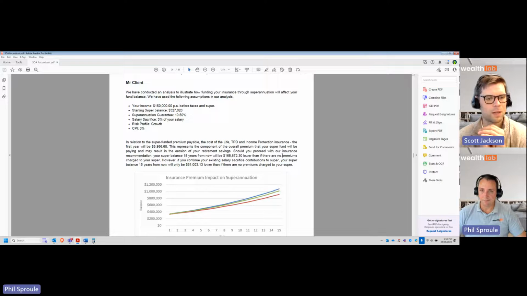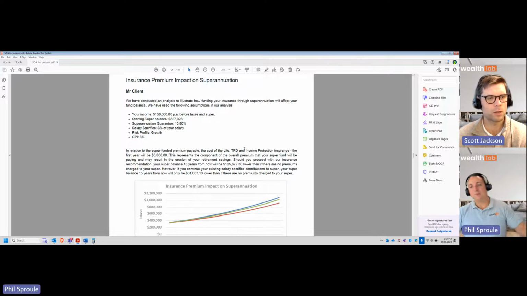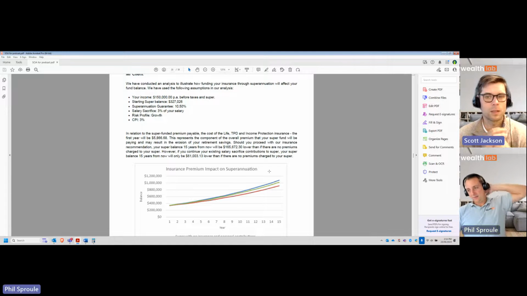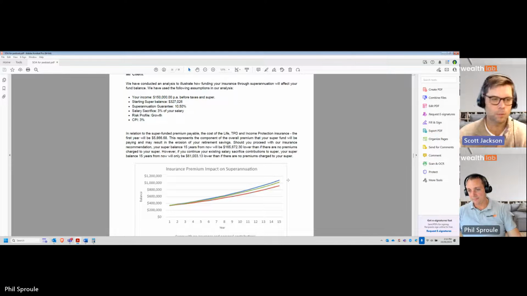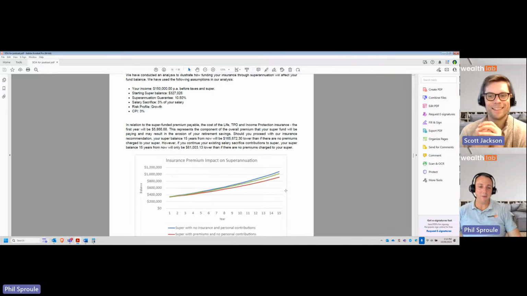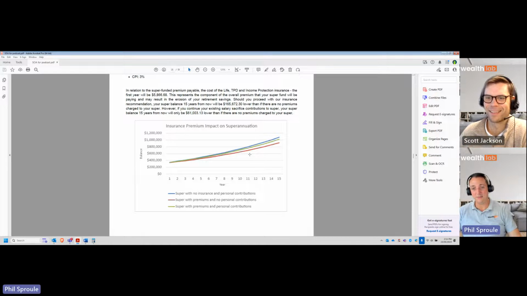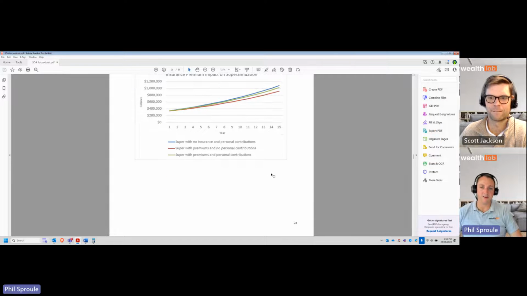So let's keep going. What we have here is your insurances. So there will be an impact. If you pay insurances, there obviously will be an impact because you've got to pay for it. It's not free. Yep, exactly right. So generally we'll give you an analysis of what it looks like if you've got no insurance, what it looks like if you've got insurance, and what it looks like if you've got insurance but you're also making contributions to pay for it. So very high level, it just helps you make an informed decision there.